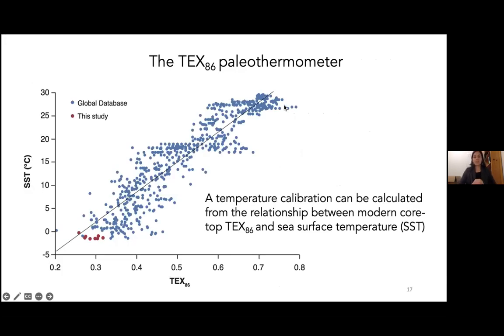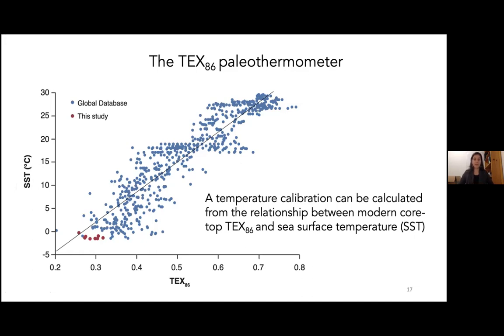So TEX itself can't be used to constrain absolute temperature. It has to be calibrated. There are many different ways to do this, but the principle is that there are core tops taken throughout the world, and the archaeolipids are isolated from those core tops, and then the TEX ratio from that core top is related to the overlying sea surface temperature, which is derived from satellite measurements. And so a temperature calibration can be calculated from this observed correlation between modern TEX and sea surface temperature.